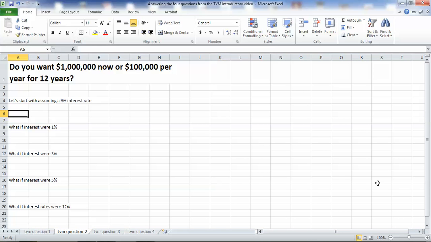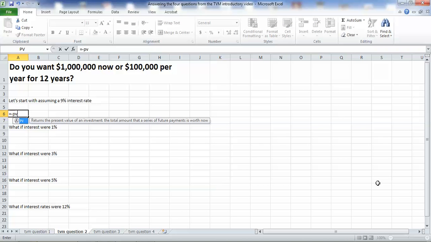I'm going to do this as a present value question. Because Excel is a little strange in present value, I always enter it as a negative PV because I like to see a positive number pop out. So I put equals negative PV, parenthesis, and my rate is 0.09. Again, we're putting it in as a decimal. Our number of periods is 12 years, so 12. Our payment is $100,000.